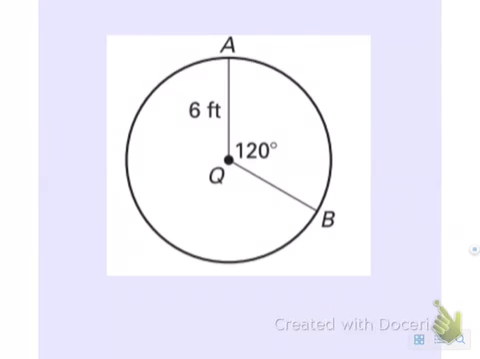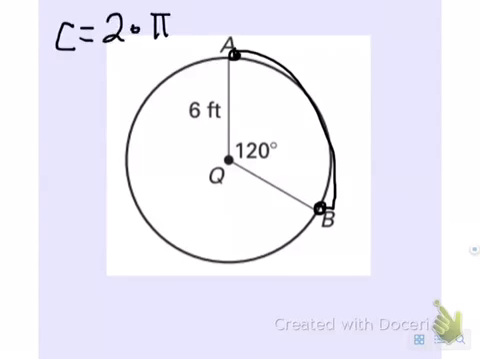This question wants me to find the arc length from A all the way around to B. So the easiest way to do that is to find the circumference of the whole circle. If I want to find the circumference of the whole circle, I'm going to say C equals 2 times pi times 6, because 6 is my radius from A to Q. So that's going to give me the circumference of the whole circle is 12 pi. And I'm just going to use the exact answer because there's no sense in estimating right now.